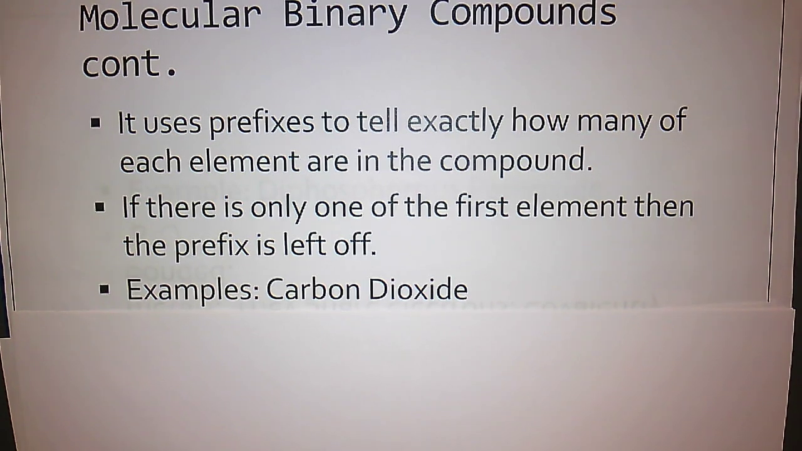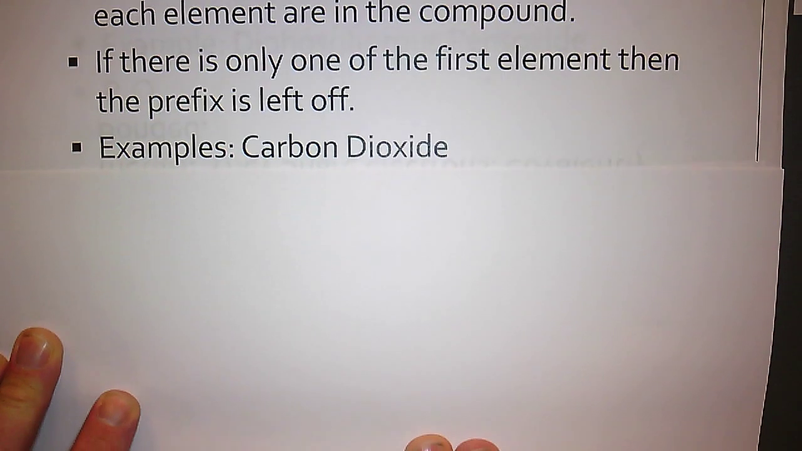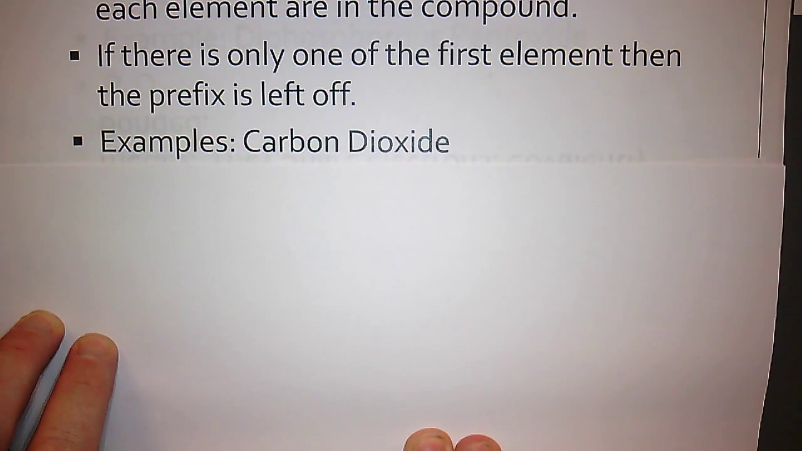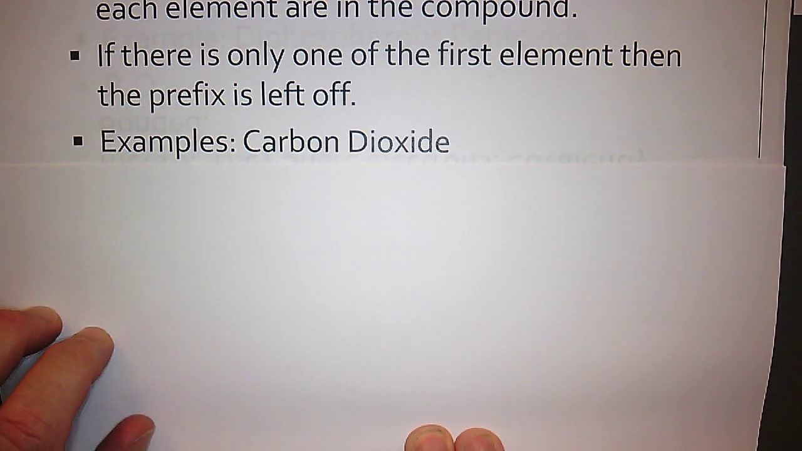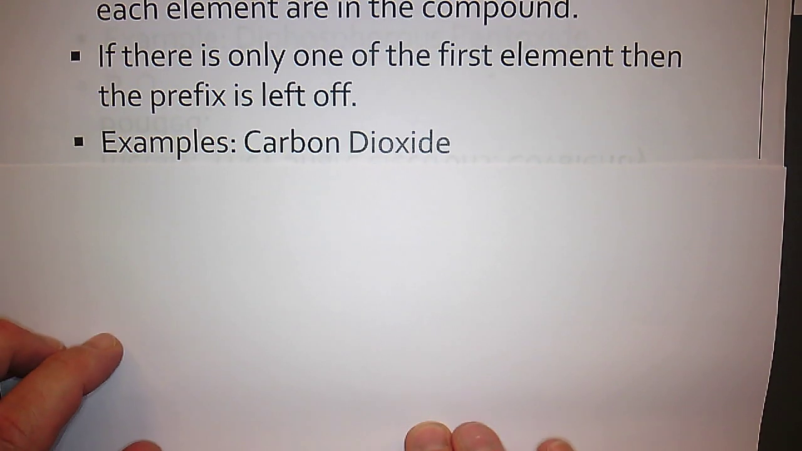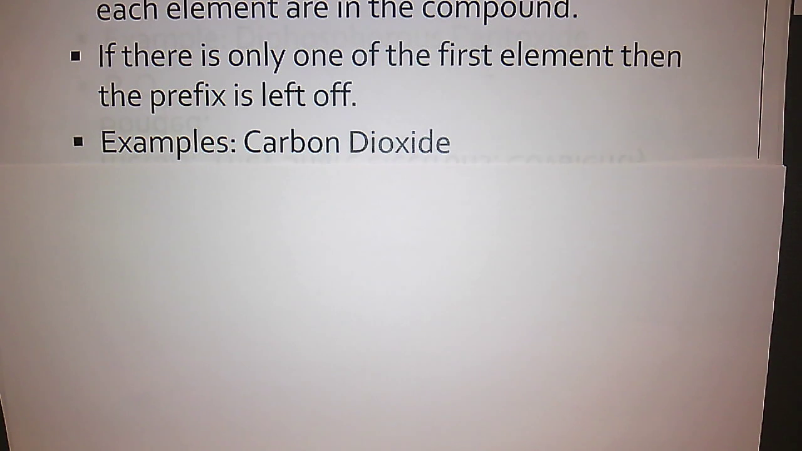So I'm going to scroll up just a little bit. Yeah, that means there's only one of the first. If there's only a prefix on the second element in the compound, that means there's only one of the first one, okay? So let's use green, all right?